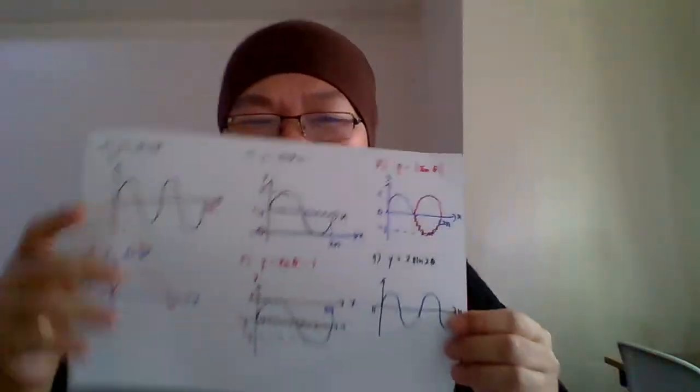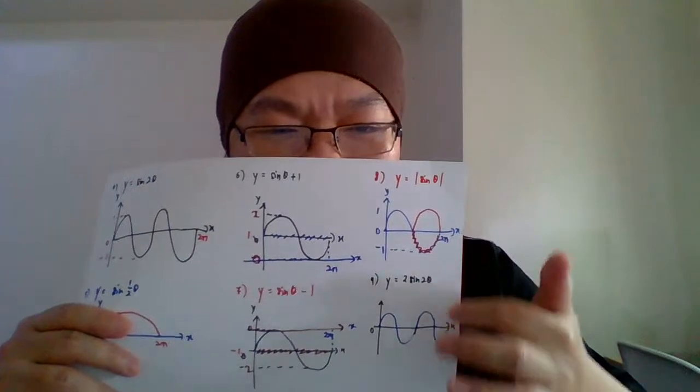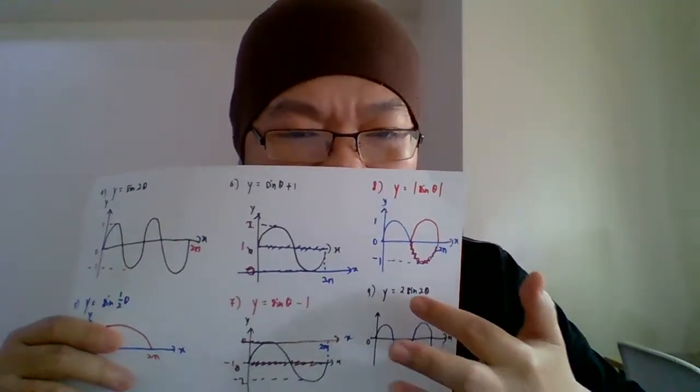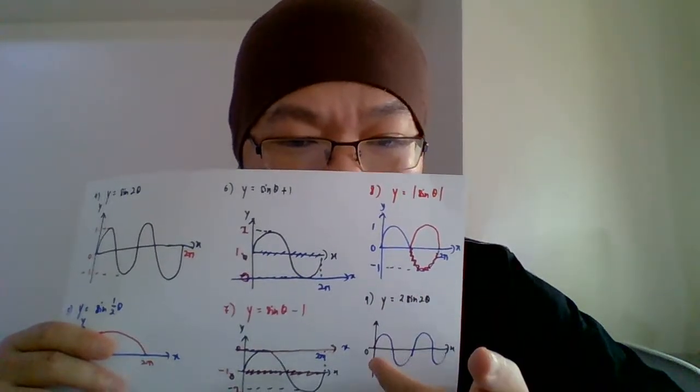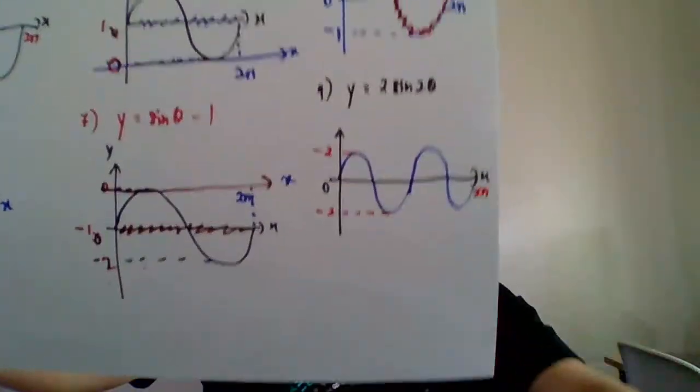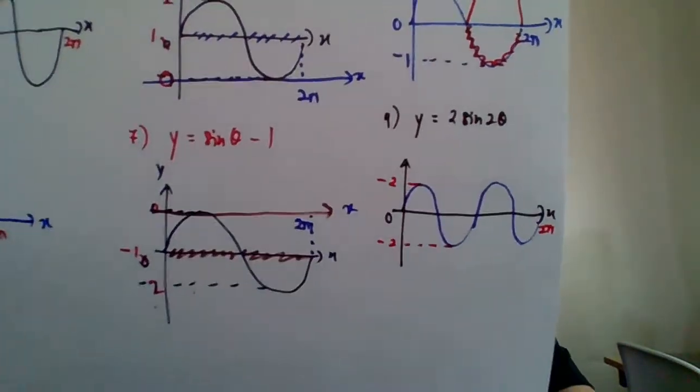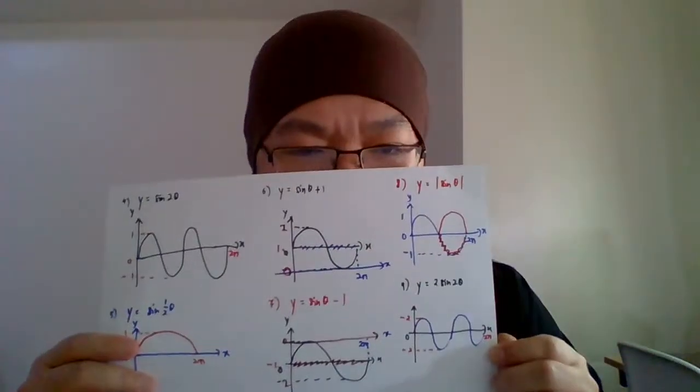Okay, after we sketch the sine double theta, now we look into the amplitude. Look at the number in front of the sine. 2, right? So the amplitude will be 2, -2, 2 and -2. Don't forget to label 0 until 2 pi. Very straightforward. That is your answer for number 9. Okay, so sangat mudah ya. And number 10. Number 10 is modulus of sine 2 theta.